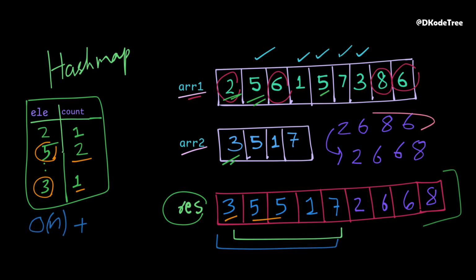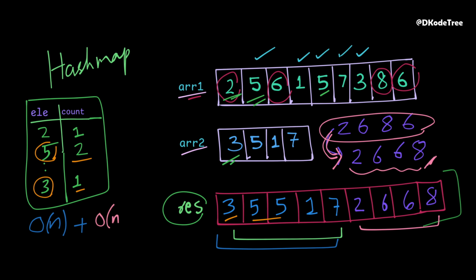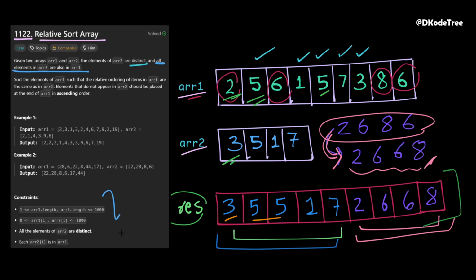But what about these leftover elements? The next step will be to sort these extra numbers in ascending order and then append them to the result. Now, if we use any standard inbuilt sorting function or any comparison sort to handle these extra numbers, then we are hit with a time complexity of O of n log n, as in the worst case, there can be at most n extra elements. So the question is, can we beat this O of n log n limit? And the answer is hidden in the constraints.